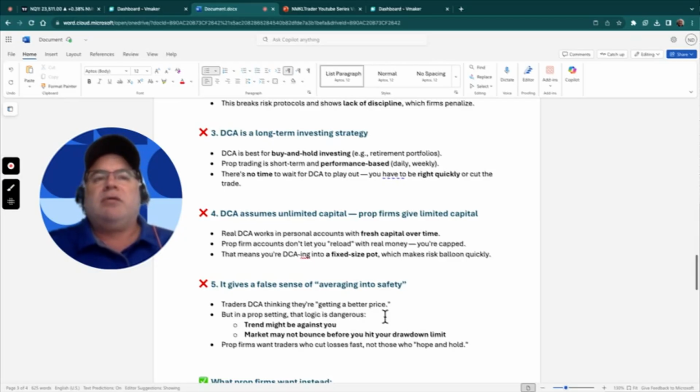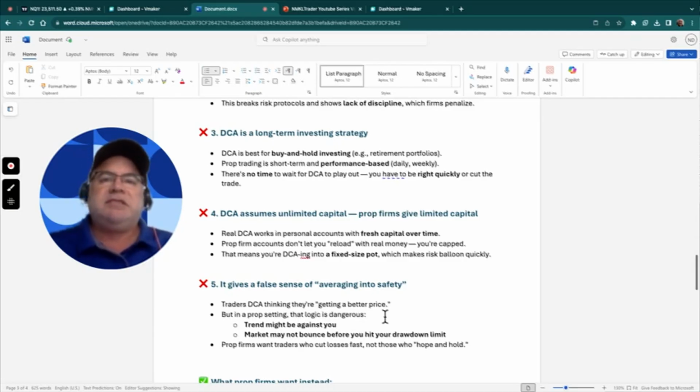So you don't have unlimited capital. Prop firm accounts don't let you reload with real money. You're capped. All right. You can reload in the fake simulated accounts, but not in the real money. That means you're DCAing into a fixed size pot, which makes risk balloon quickly. All right. It eats at your drawdown so quick.